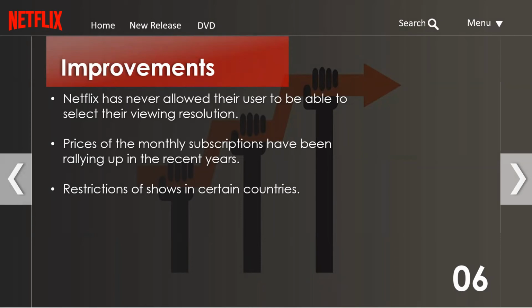Restrictions of certain shows in certain countries. If Netflix can solve this by buying distribution rights for every country, it would allow users to watch all the shows legally.